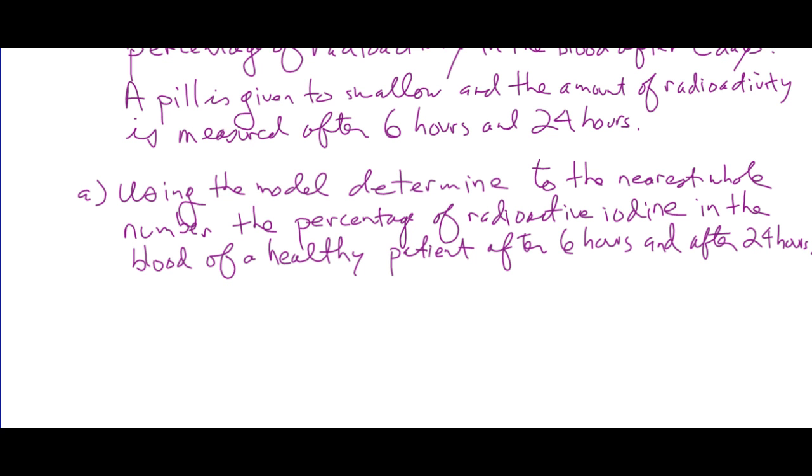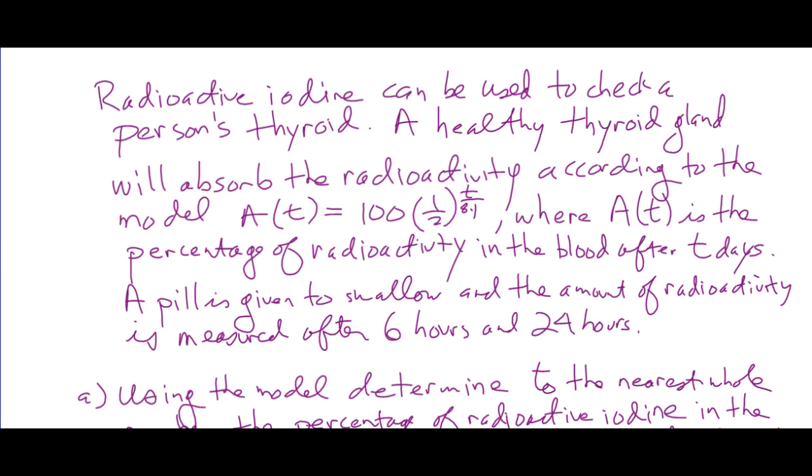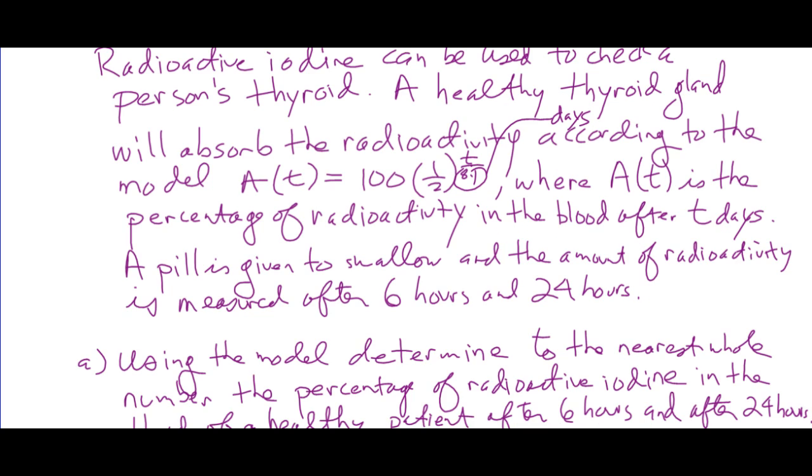Okay, so we've got a model. We're just plugging in. We're saying this is a model for a healthy patient. We want to get some numbers to know what a healthy patient would have, and then we can compare somebody else's test to that of a healthy patient. There's one other thing you need to know, which is not here. This 8.1 is in days. So we're saying that the half-life of this radioactive iodine they're giving you is 8.1 days. Okay, so that's important.